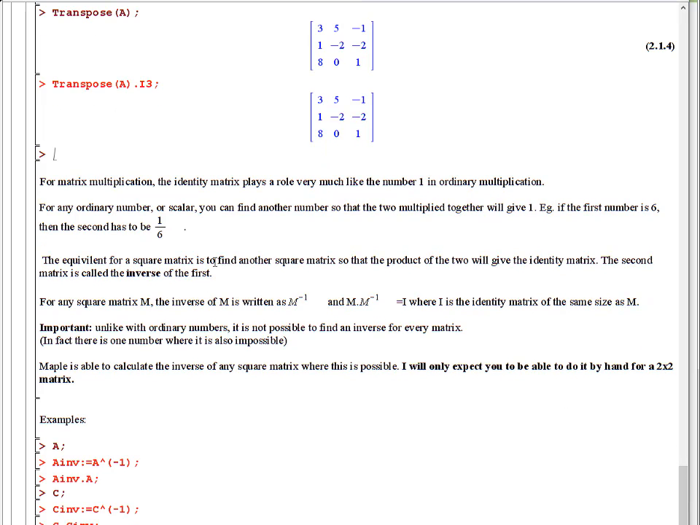So for a square matrix, the equivalent is you want to find another square matrix so that when you multiply them, you get back to the identity matrix. If you can do that, then the second matrix is called the inverse. So if you have a square matrix M, if you can find one which we write as M minus 1, if this times this is equal to the identity matrix, then this one is the correct inverse matrix for M.